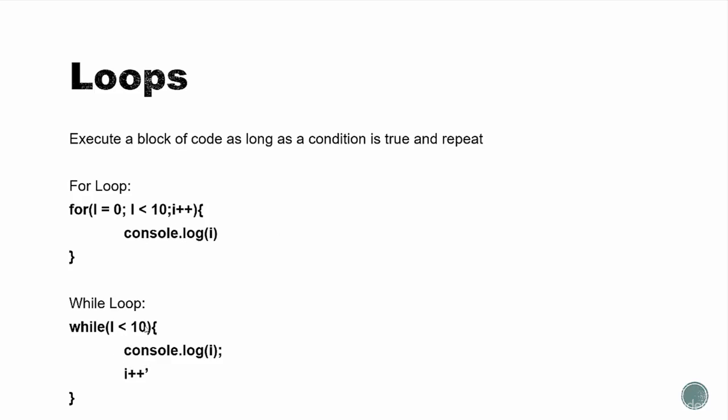This while loop does the same exact thing. It's just a different format. You want the while keyword, put in the condition, do what you're going to do, in this case console log, and then just increment.